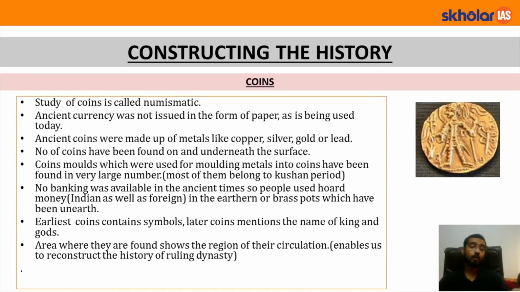The earliest coin contains a symbol. Later coins mention the names of kings and gods. One thing to note here is that the earliest coins were the punch-marked coins. These coins were punched with various images like those of hills and crescent shapes. After that, the coins were produced in the name of the king and also gods.